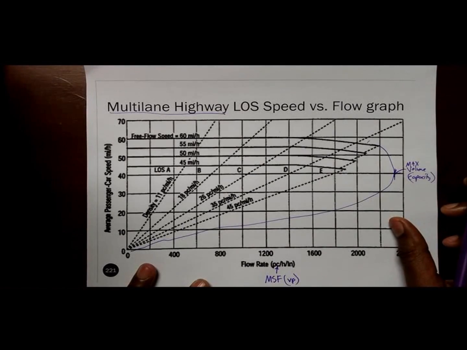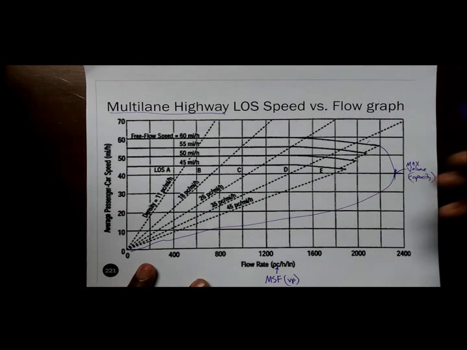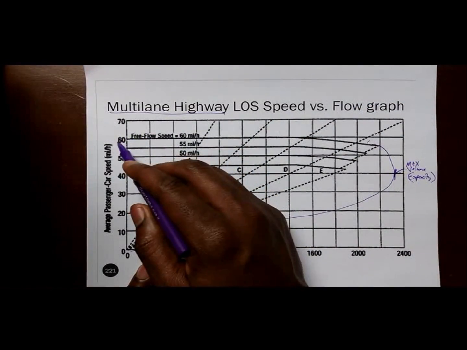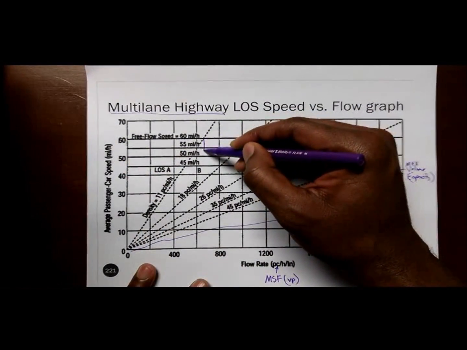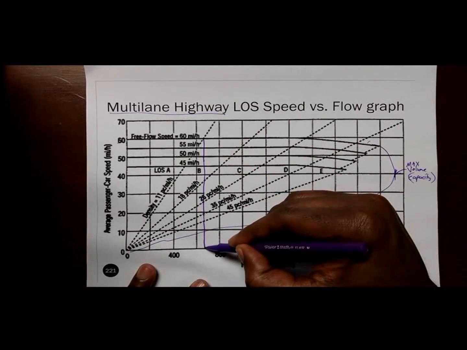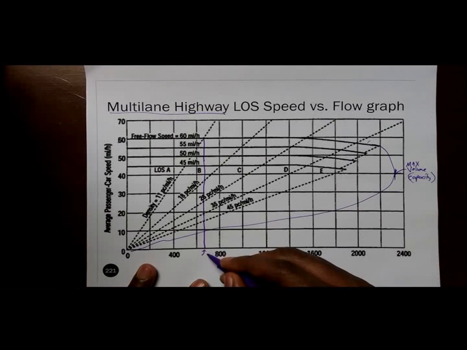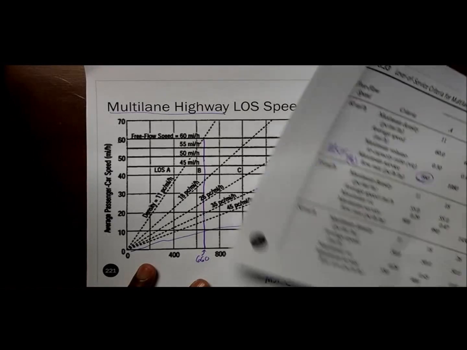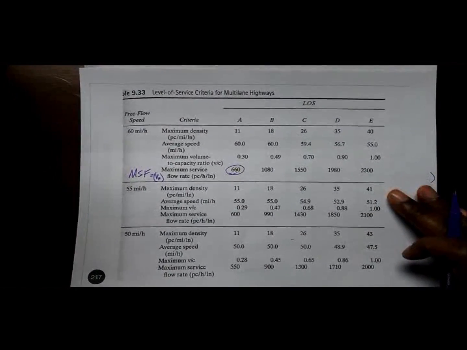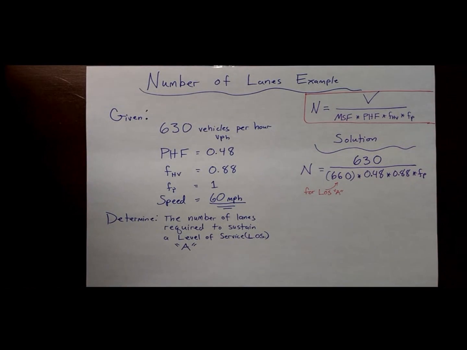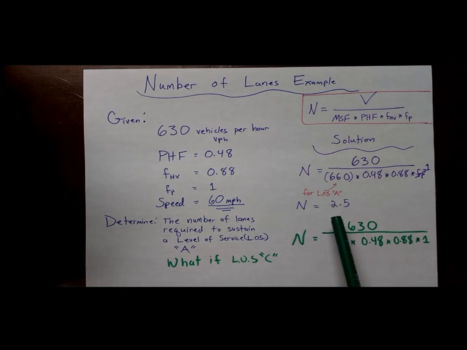But for the purposes of answering the question, what we wanted to know was, at level of service A, traveling at 60 miles per hour, the maximum flow rate is going to be about, look at that, that's 600. This looks like it's pretty close to 660, which is what I found here as well. So, looks like I could use either the table or the figure to get my 660. And here's the answer. Number of lanes, 2.5 lanes.